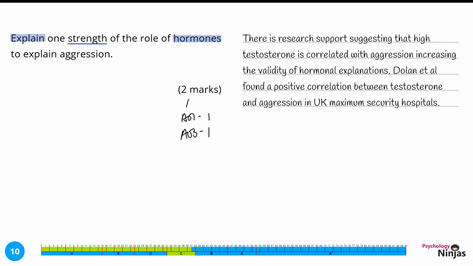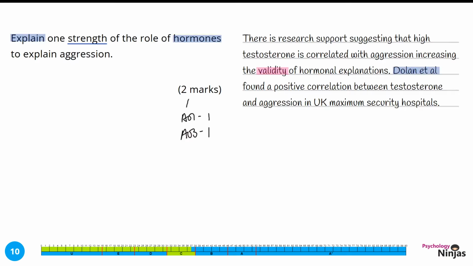There is research support suggesting that high testosterone is correlated with aggression, increasing the validity of hormonal explanations. Dolan et al. Found a positive correlation between testosterone and aggression in UK maximum security hospitals. In order to identify research support as a strength, we need to go beyond just stating that there is research support. Here we've done so by saying that the research support gives the validity to the explanation. We've justified this identification with specific research evidence.